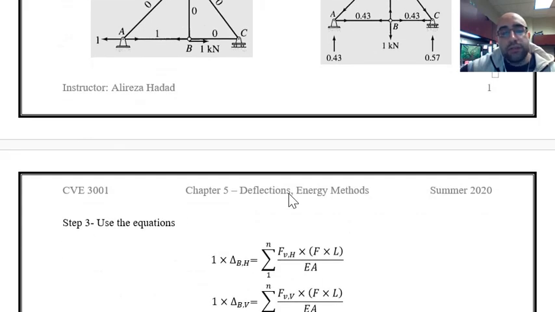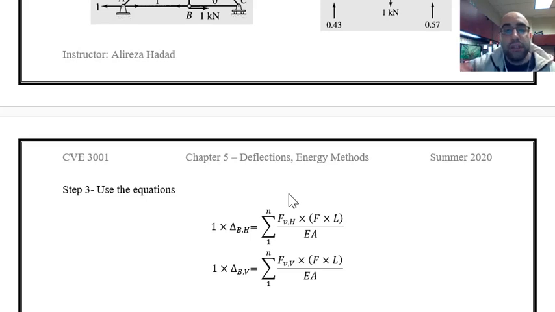Once we do that, we have to just return to the equations that we developed in the presentation file for the virtual work method, specifically for truss structures, and use them for finding the deflections. These are the equations that we had for truss structures.